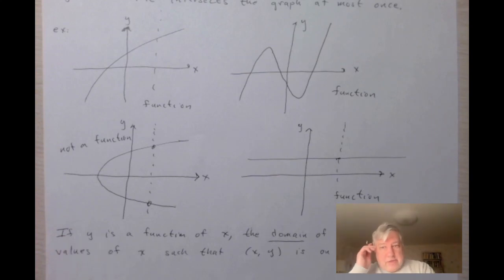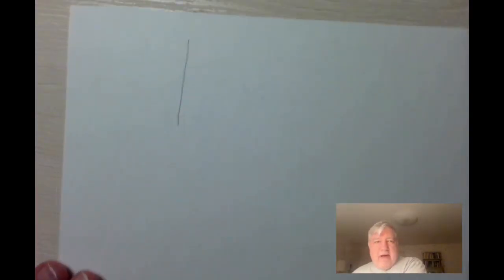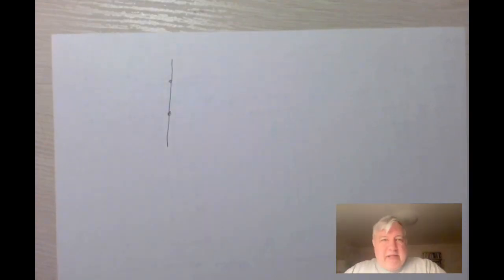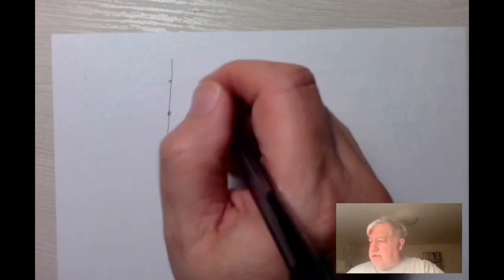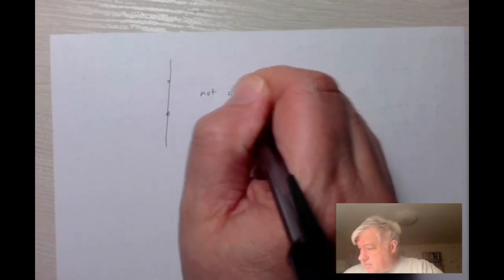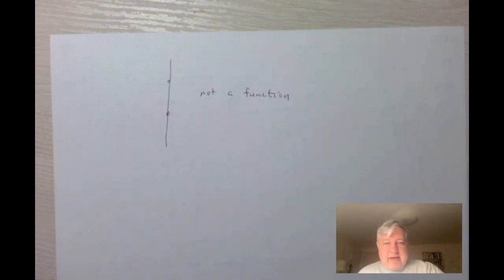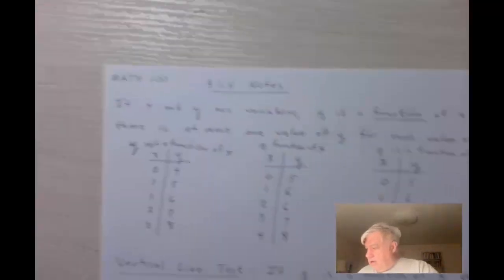Okay. And just to make it clear, if we just have a vertical line by itself, that certainly is not a function, because if you take this vertical line, we'll have many points with the same x coordinate but different y coordinates. So this would not be a function, or at least y would not be a function of x.